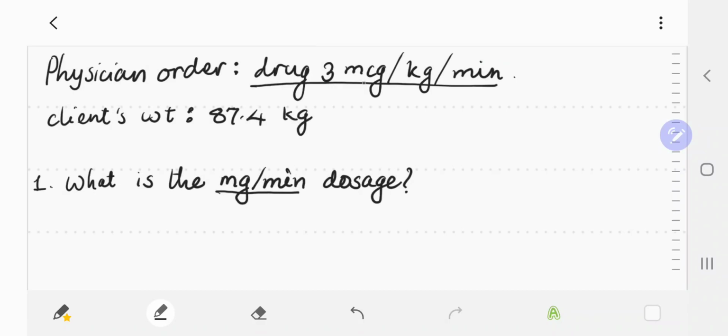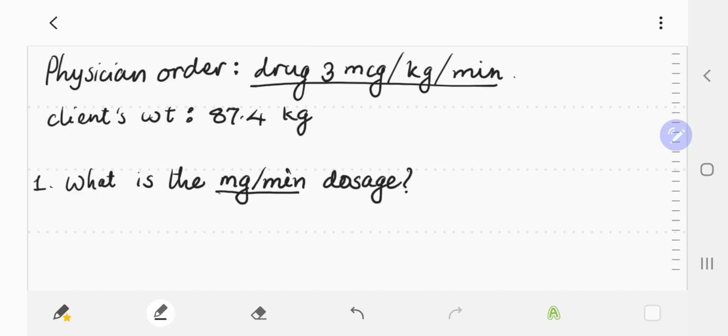So here 3 microgram per kg per minute means if a client has a weight of 1 kg, then the amount of drug required is 3 microgram every minute. So a client of 1 kg weight requires 3 microgram of drug per minute.